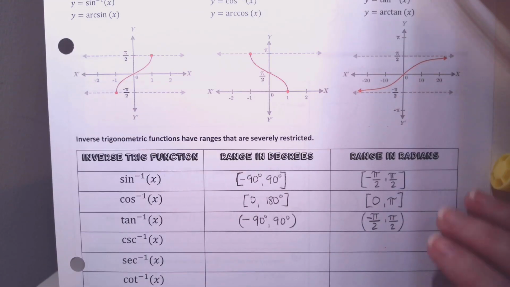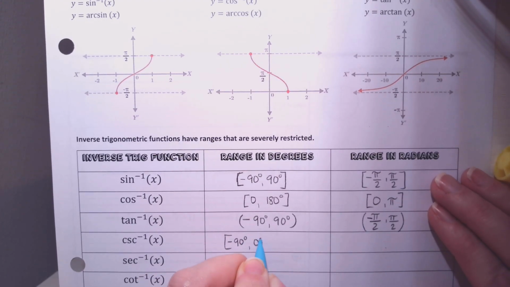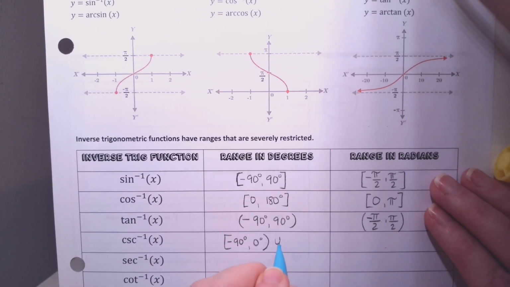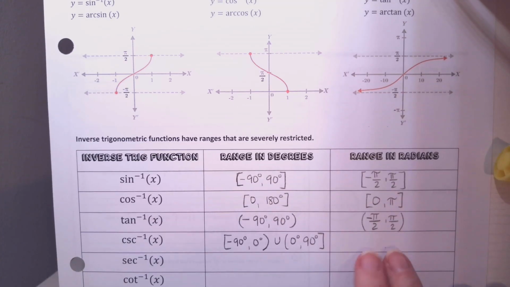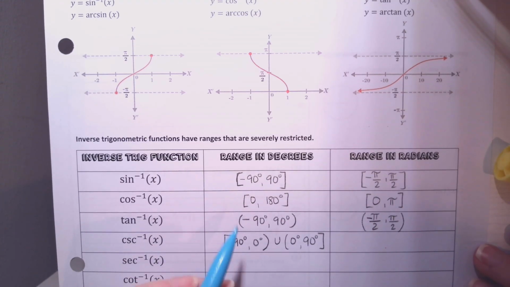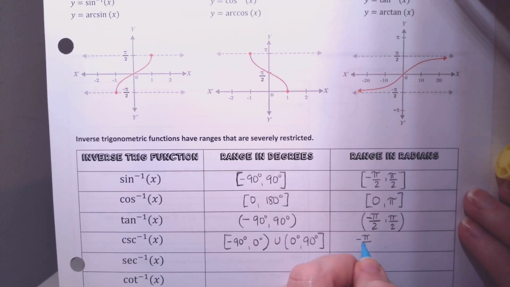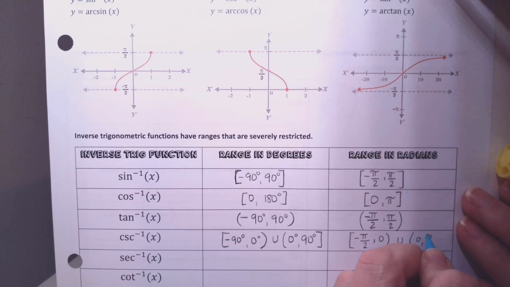So we would say we want to go from negative 90 degrees to 0, and then hop over 0, so we don't want to include 0. And then we'll go from 0 to 90 degrees. So we're just skipping over the 0, and we'll do the same thing here. We'll skip over 0, but just write it in radians, keeping it almost identical to the original sine. So that would be negative pi over 2 to 0, and 0 to pi over 2.